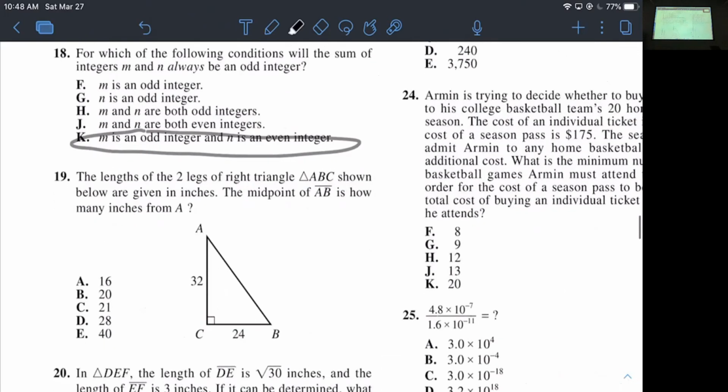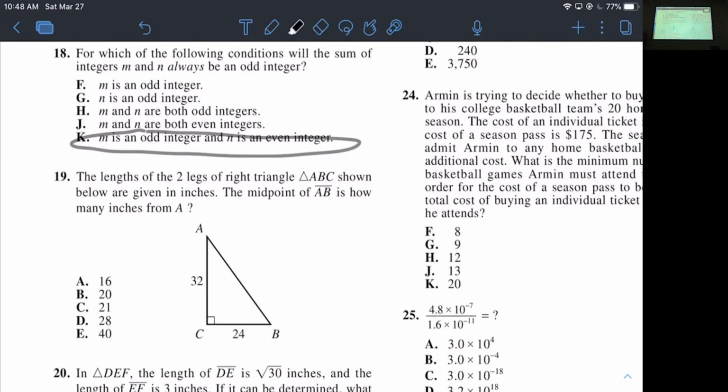Questions on 18? 19, the lengths of 2 legs of a right triangle are given in inches. The midpoint of AB is how many inches from A? So I want to know the distance from the midpoint of AB to A. Well, I need to know how long AB is.